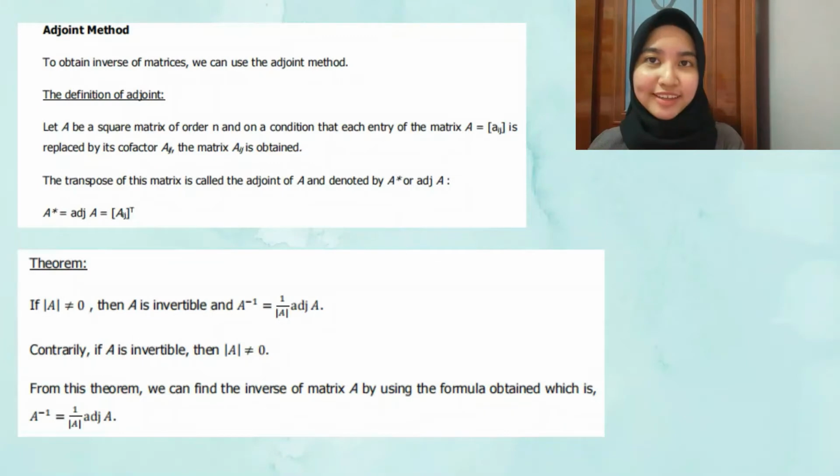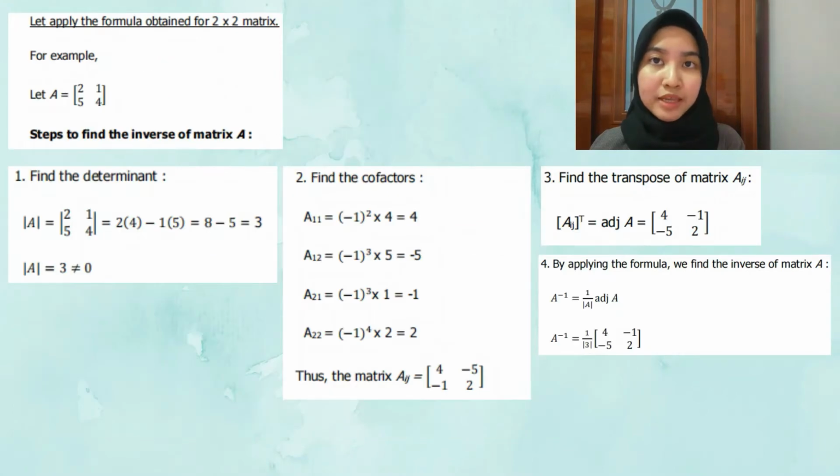Hi, I'm FITRIYANTIE and I am going to explain about two methods that are used to find the inverse of matrices. The first method is by using the adjoint method. The definition of adjoint is stated as the following. For the theorem stated, our formula is computed. We use this formula to find the inverse of matrix A on a condition where the determinant of A must not equal 0. For example, we apply this adjoint method for a 2 by 2 matrix and there are 4 steps to find the inverse of the matrix A, which is as the following.